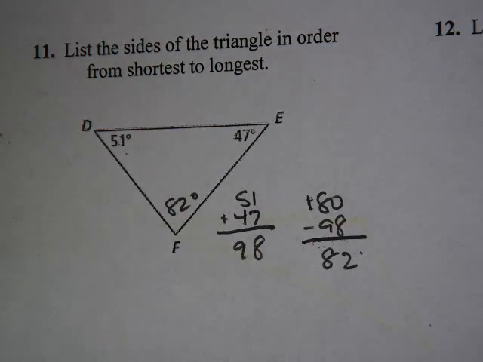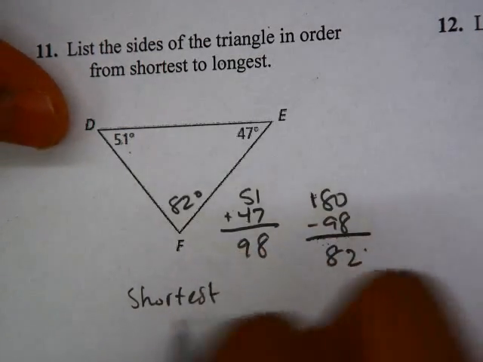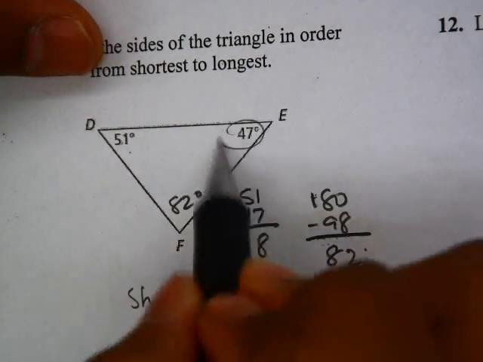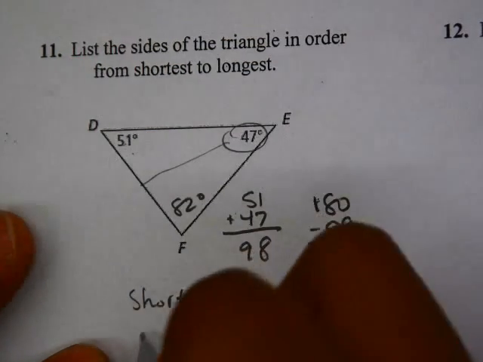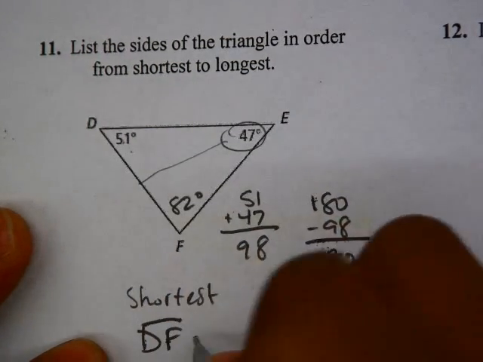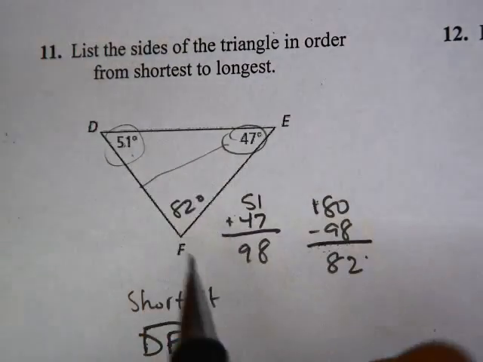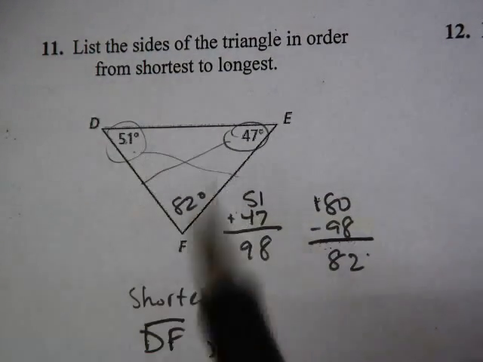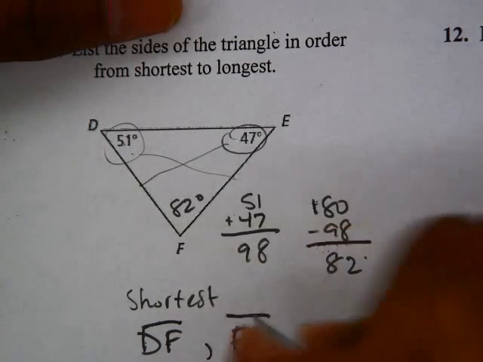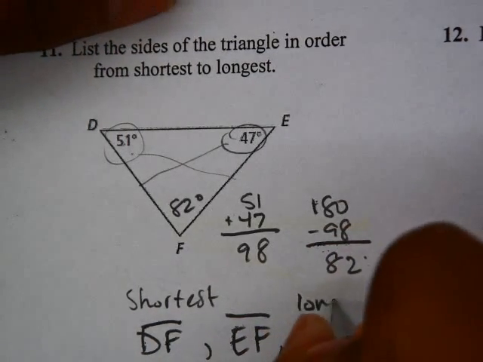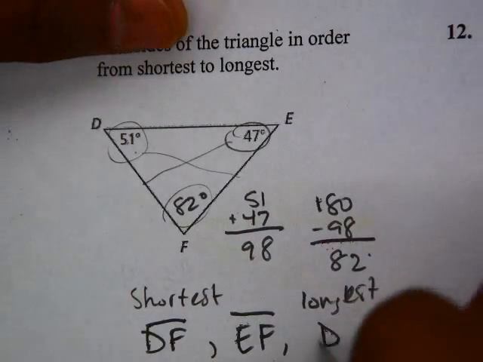Now opposite the smallest angle should be the shortest side. Here's the smallest angle. Across from it should be the shortest side. So DF is the shortest side. 51 is the number that's in between. Across from it should be the next shortest side. So EF is in the middle, and the longest should be across from the 82, and that's DE.